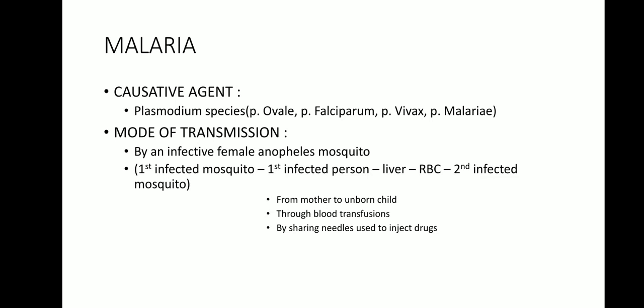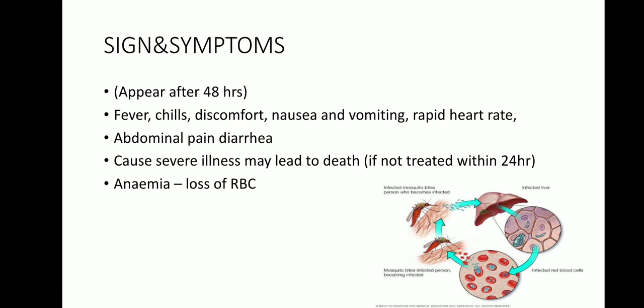An infected mother can also pass the disease to her baby at birth. This is called congenital malaria. Malaria can also be transmitted through blood transfusion, organ transplantation, or sharing needles used to inject drugs. Its signs and symptoms appear after 48 hours. They include fever, abdominal pain, discomfort, nausea, vomiting, etc. Sometimes blood leaks out, the child becomes weak and unconscious, and even death can occur. The loss of RBCs results in anemia.